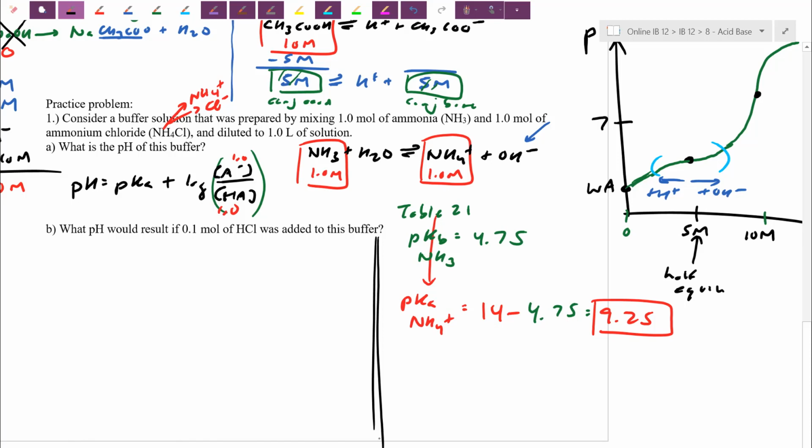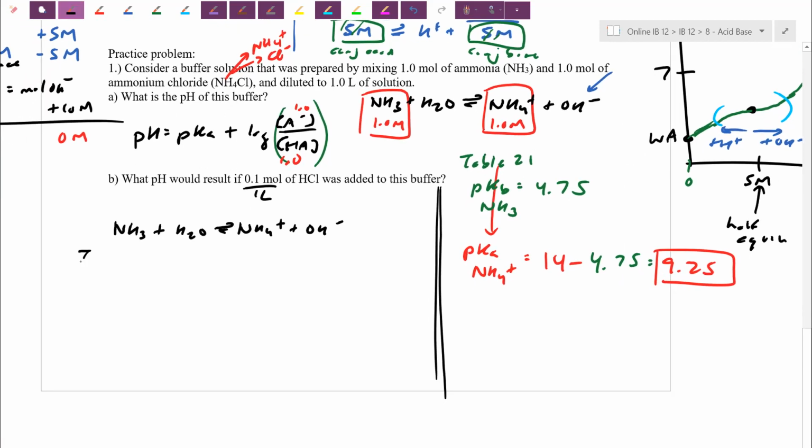Because this is a buffering system, now I'm going to add 0.1 moles HCl into my 1 liter container, so I'm actually going to add 0.1 molar. So I'm going to take the same equation here. I have NH3 in the presence of water. This becomes NH4 plus and OH minus. I'm going to do my ice table here. My ice table will be slightly extended here.